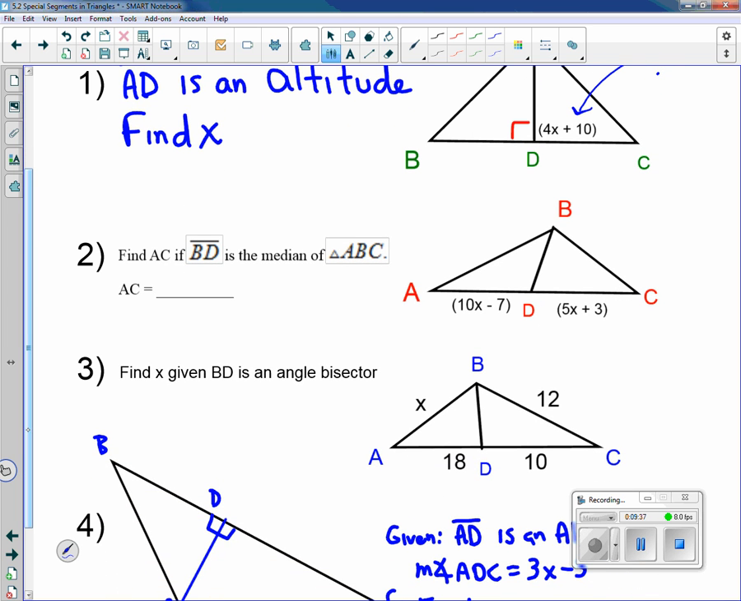Let's take a look at this next one. Find the measure of AC if BD is a median. Okay, so we know it's a median. So go back to your characteristics and see what it is that a median does. Now I know that's a midpoint. So go back to your characteristics in your notes and see if that will give you information enough to write an equation to solve for x. And then I want you to find the measure of AC. So don't forget to plug in.